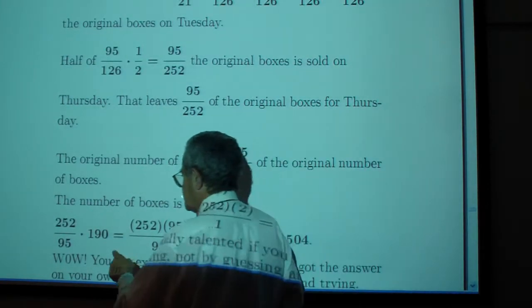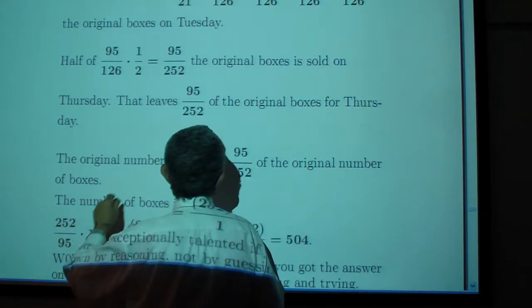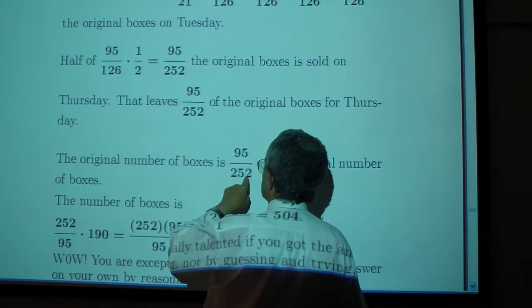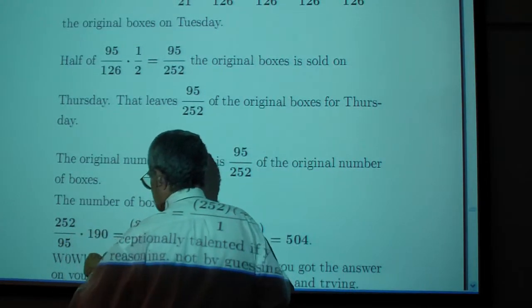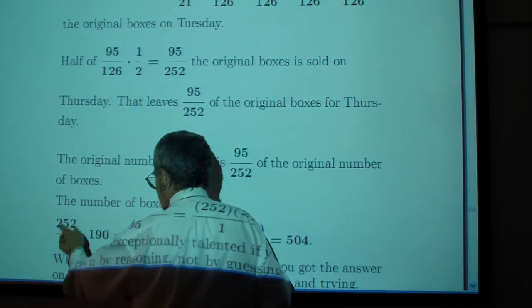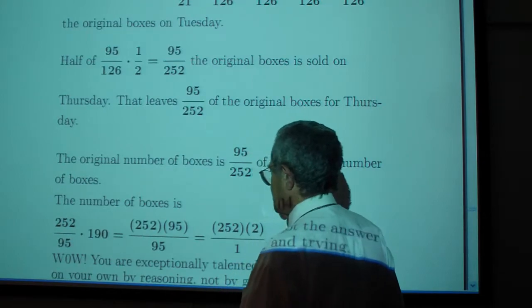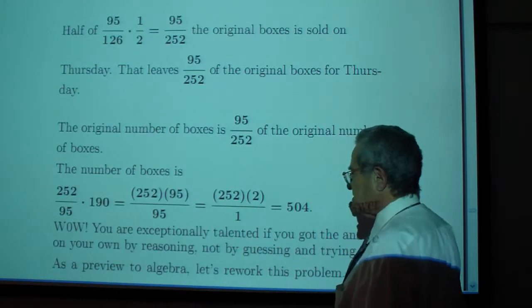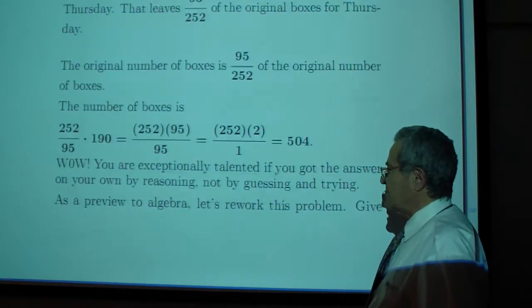So I had 190, I divided by 95 over 252, I divided by that number, so I multiplied by the reciprocal. Would have been nice if these two had been reversed, the 190 first and then divide by 95 over 252. So as I said, this is kind of an iffy way. Let's do a better way now.